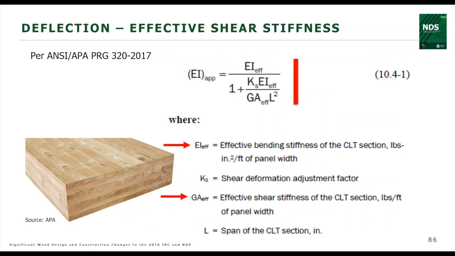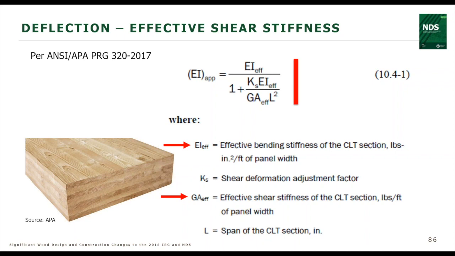There were also revisions made to the CLT deflection provisions to include this term GA sub EFF, which is the effective shear stiffness of the CLT section. And this is a correlating change with the APA PRG 320-2017 standard that Michelle talked about. So PRG 320 is the production standard for cross-laminated timber.